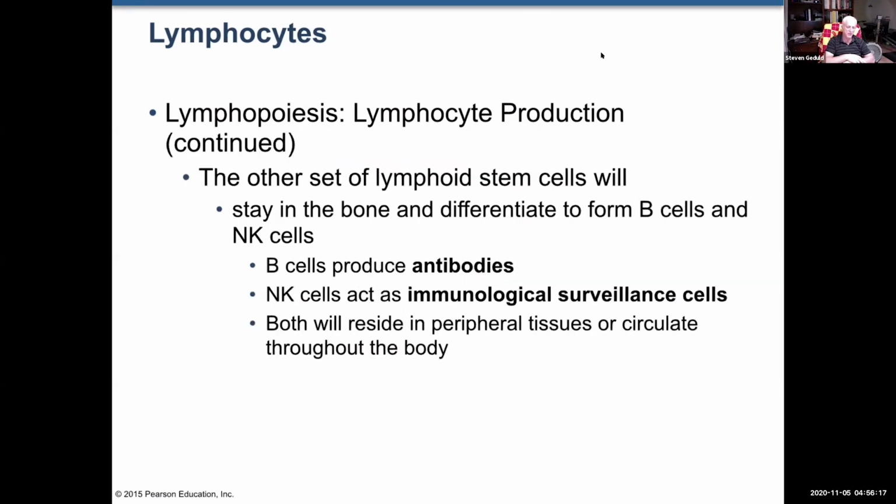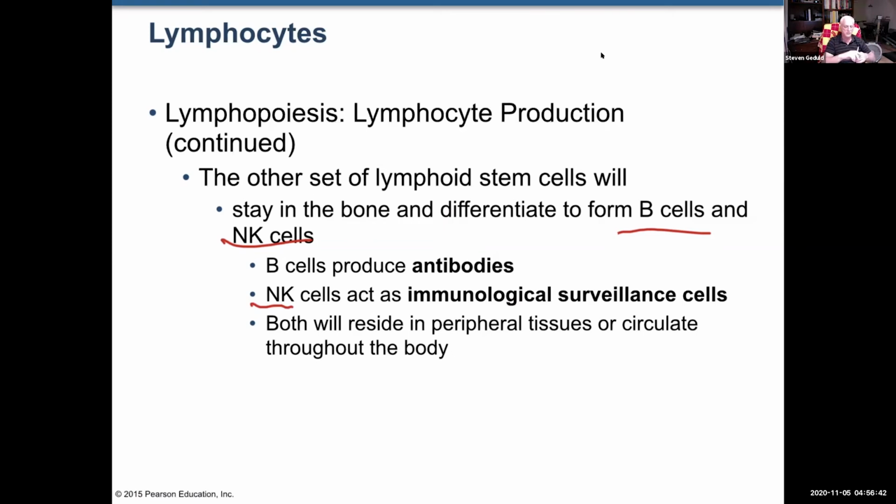The other set become B cells and NK cells. These stay in the bone marrow and become immunocompetent in the bone marrow. B cells produce antibodies. NK cells act as surveillance cells. NK cells act alone. B and T cells have a big immunological complex where they interact with each other and produce more. They work in conjunction with each other.